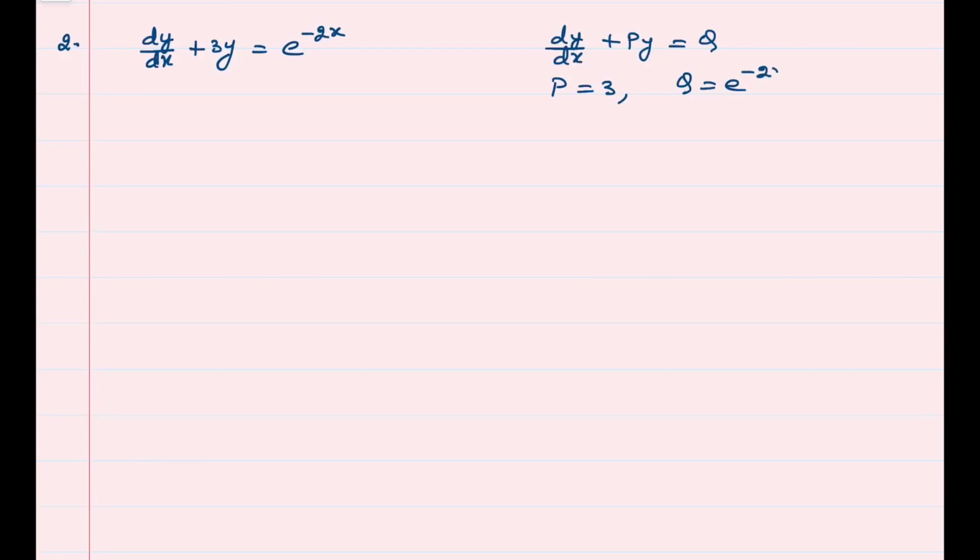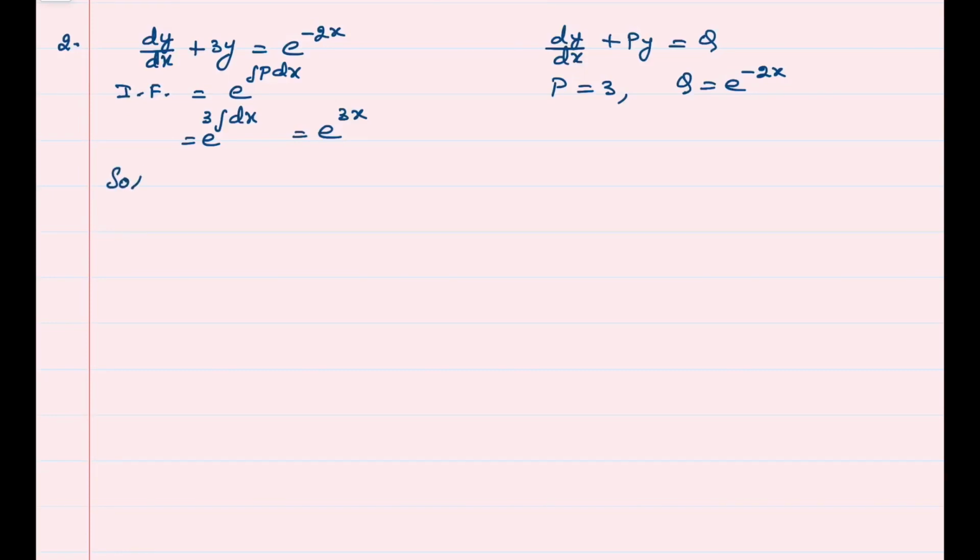Question 2. The equation is dy by dx plus 3y equal to e raised to minus 2x. Now this is in the form dy by dx plus py is equal to q, where p is 3 and q is e raised to minus 2x. We will find the integrating factor. The formula is e raised to integral p dx, which is e raised to integral 3 dx. Therefore, the integrating factor is e raised to 3x.